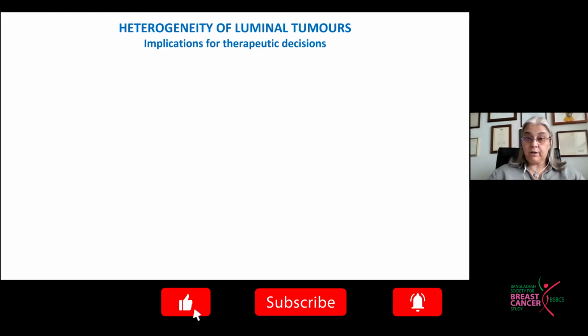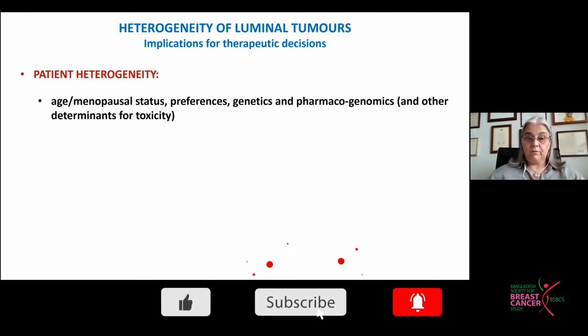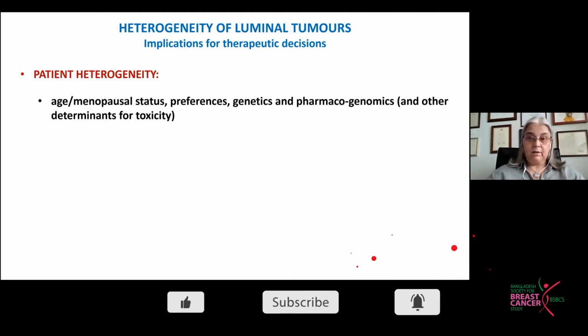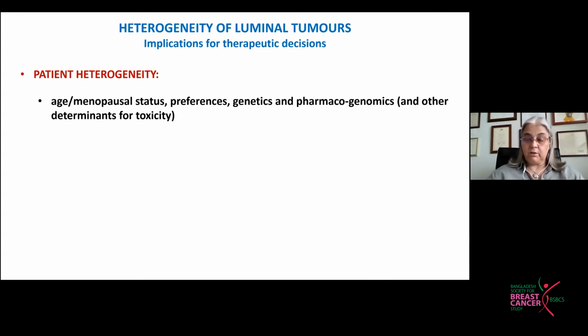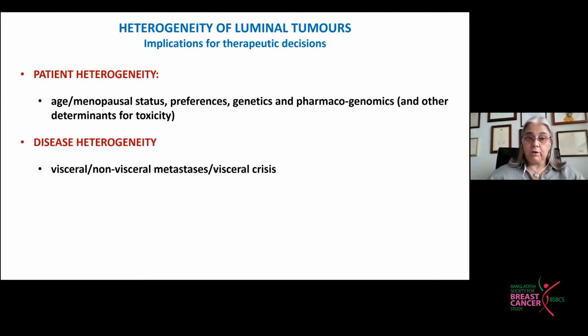Let's start by discussing that these types of tumors, what we sometimes call luminal-like tumors, are very heterogeneous, and this has implications for our therapeutic decisions. Patients have different ages and different menopausal status. Probably in the future we will be using more pharmacogenomics, but we also use genetics, as you know, and very importantly, patients' preferences, which are specifically important since we are talking about an incurable disease.